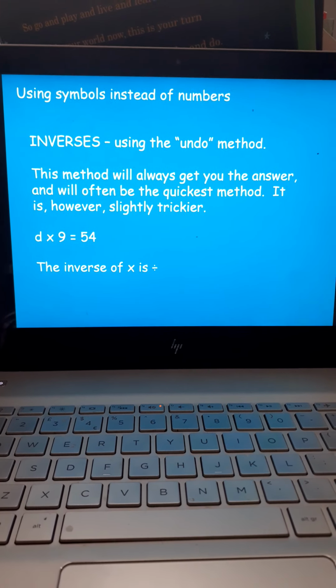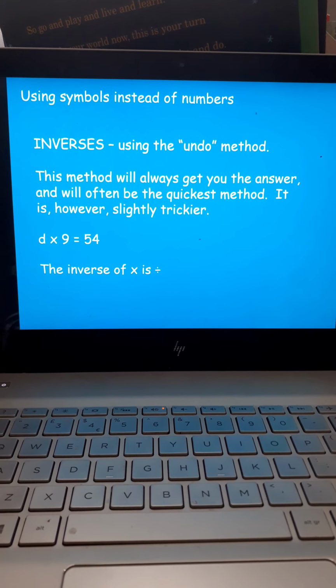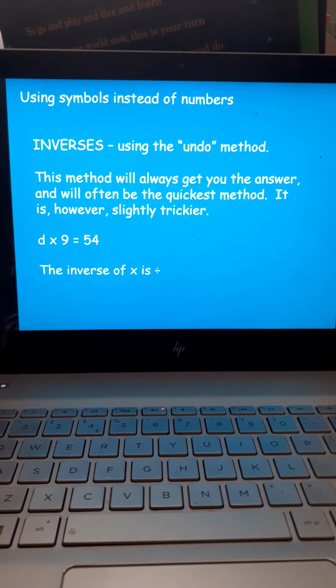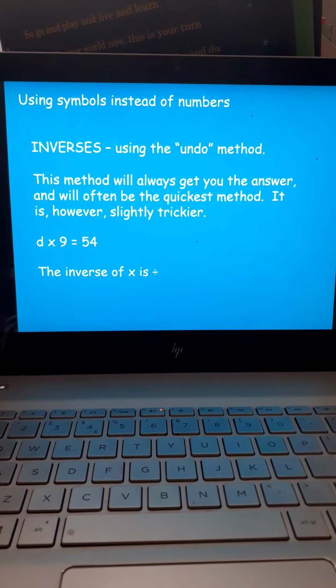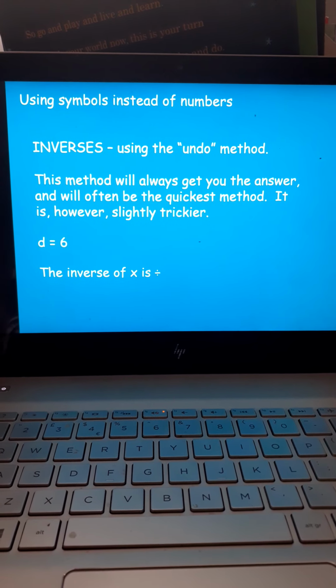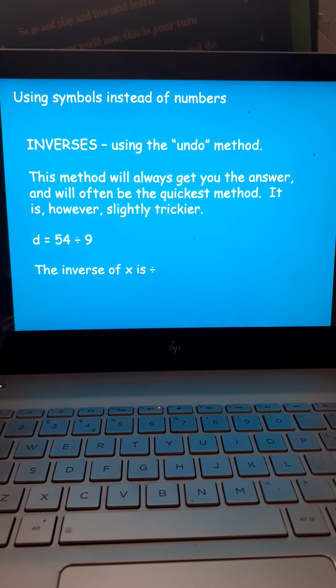Now this one here, again, inverse. What's the inverse of multiplication? That's right, division. So if you do 54 divided by 9, you're going to get that D. And it's going to be 6, because 6 times 9, oh gosh, I've gone too far. 6 times 9 is 54.